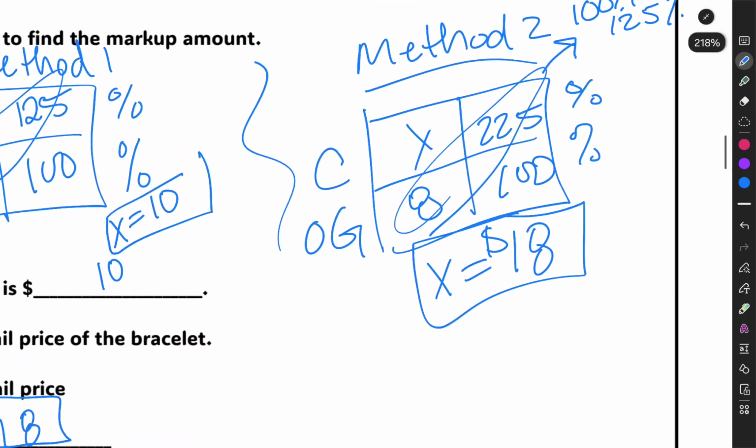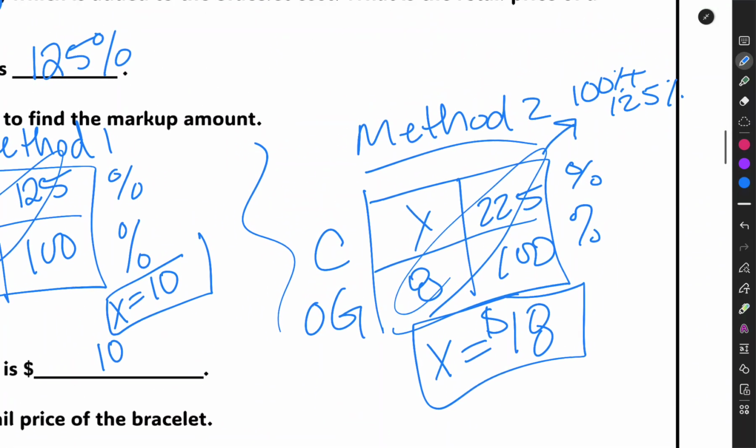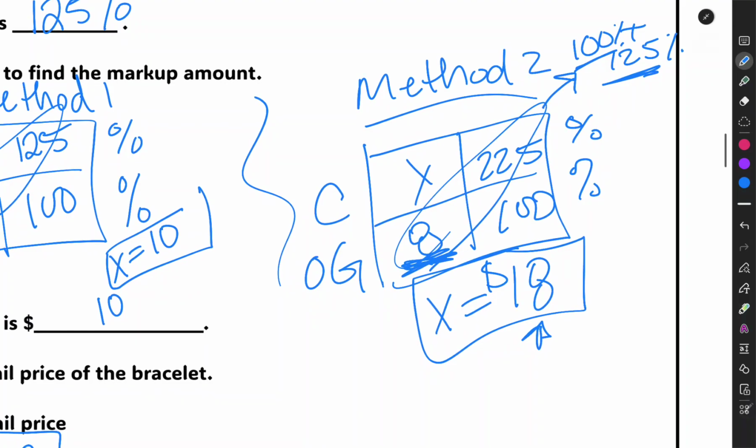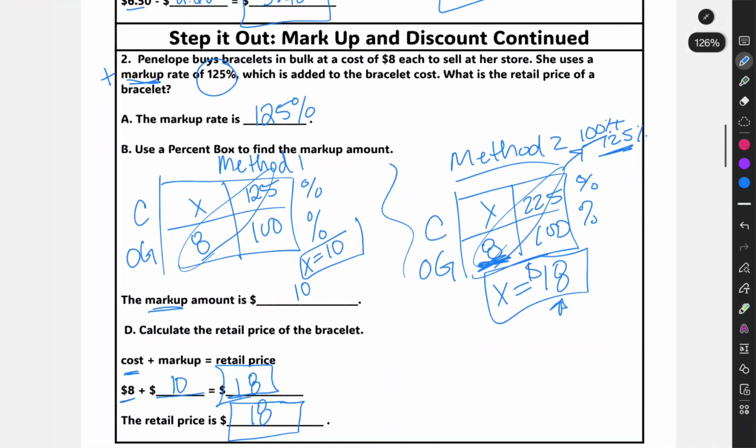But over here in method 2, I went ahead and added at the very beginning, I added the percents together. I already know as a customer, I'm going to pay the $8, the base price, plus however much the percentage of increase is. So I'm paying 100% plus 125%, and when you cross multiply and divide, you get the new price of $18, that the price changed to $18.